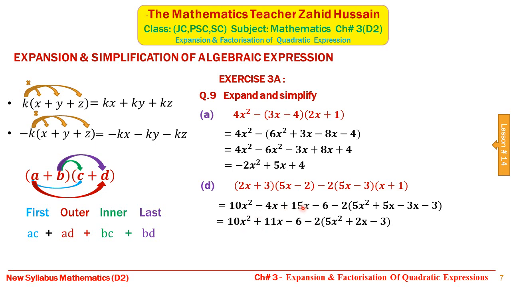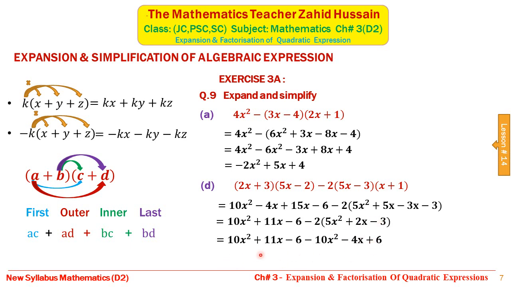So this has been simplified, and within this bracket 5x square, as it is, 5x minus 3x will give you plus 2x minus 3. Now you will multiply minus 2 with 5x square, minus 2 with plus 2x, and minus 2 with minus 3, and you will get this answer: 10x square plus 11x minus 6 minus 10x square minus 4x and plus 6. Minus 2 multiplied by minus 3 is plus 6.